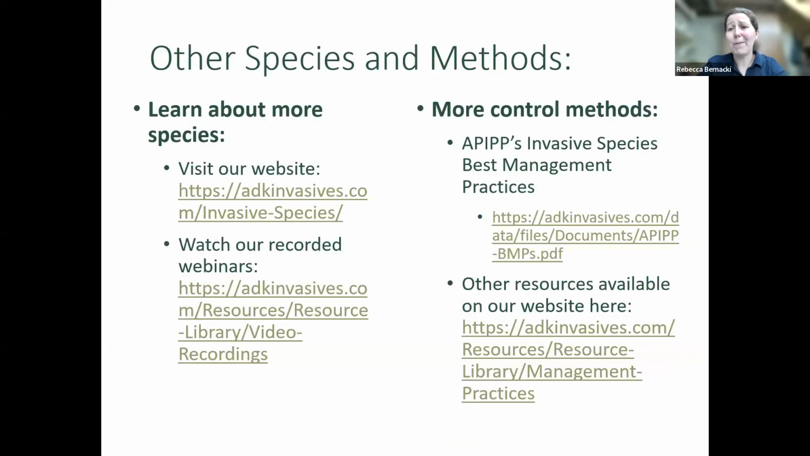So we only talked about, I think, 6 or 7 species today, but there are a lot more invasive species out there to learn about. I highly encourage you to visit our website, adkinvasives.com, to learn more about the invasive species threats to the Adirondacks. Or if you're calling in from outside the region, please visit the website of the PRISM in your region to see what invasive species you should be considering.